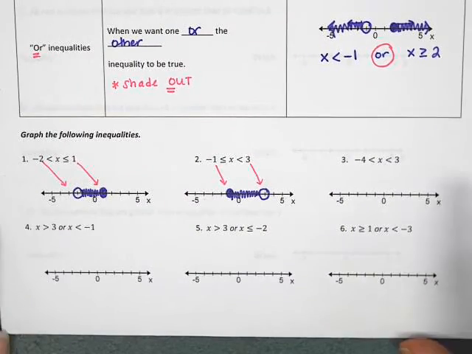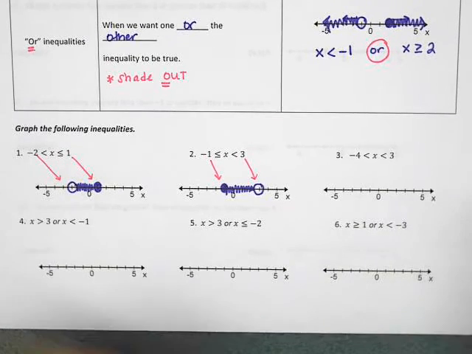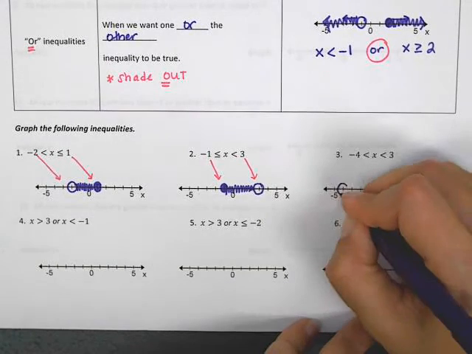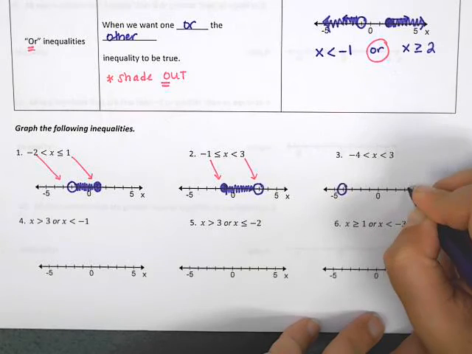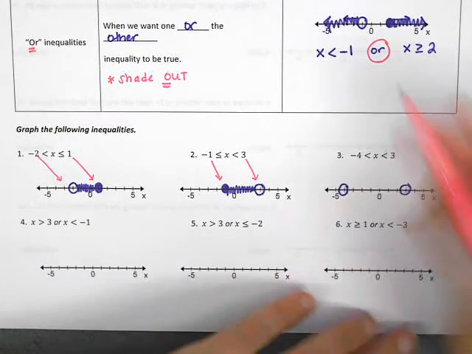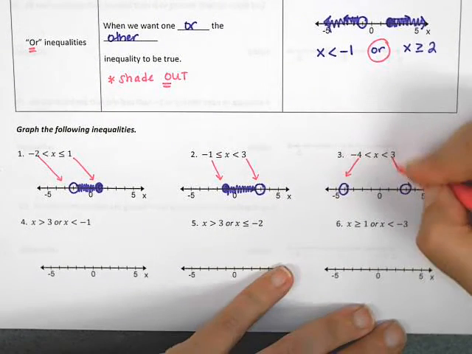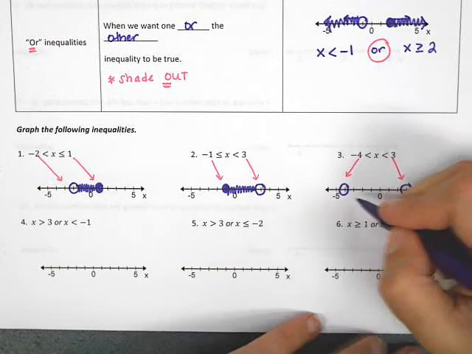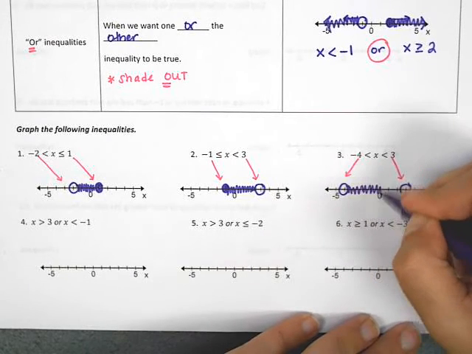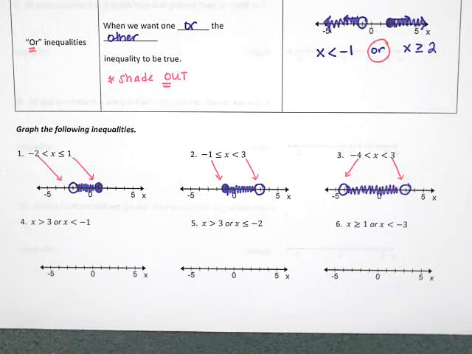sandwich. Last but not least, number 3, I'm going to put an open circle on the -4 and an open circle on the +3. So the -4 is here, the +3 is here, and I'm going to shade in between because it's a less sandwich. Number 4, I've got the word or, which means I know I should have 2 separate shaded sections.